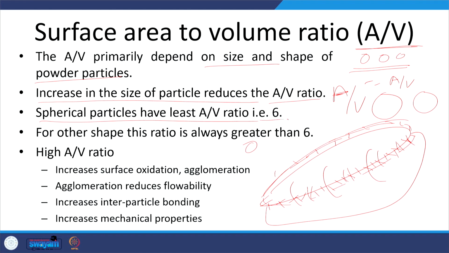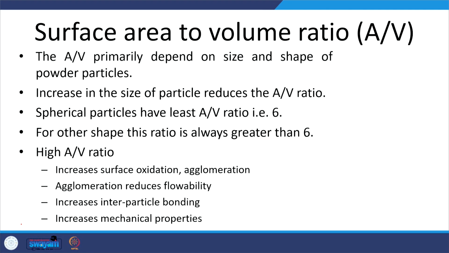Spherical shape particles also produce the minimum A by V, which is 6, and for other shape particles like flaky and needle shape, it is greater than 6. And that is why, if we have a higher A by V ratio, whether it is realized through flaky or needle shaped particles or through small size particles, it increases the surface interaction with the atmospheric conditions in which it is being processed, like during the sintering or during the compaction, which in turn causes agglomeration. Agglomeration reduces the flowability. Okay. So, the greater A by V ratio in general reduces the flowability.